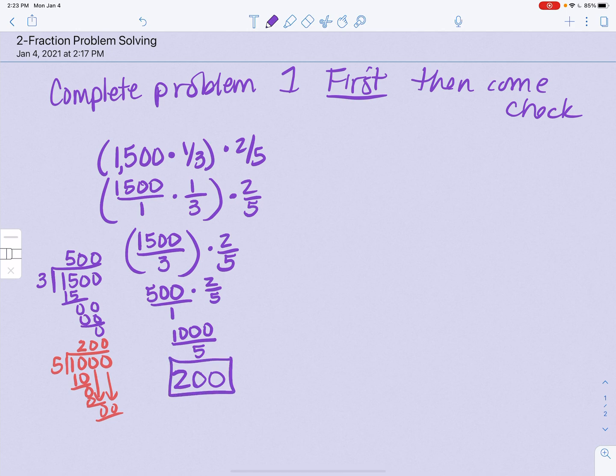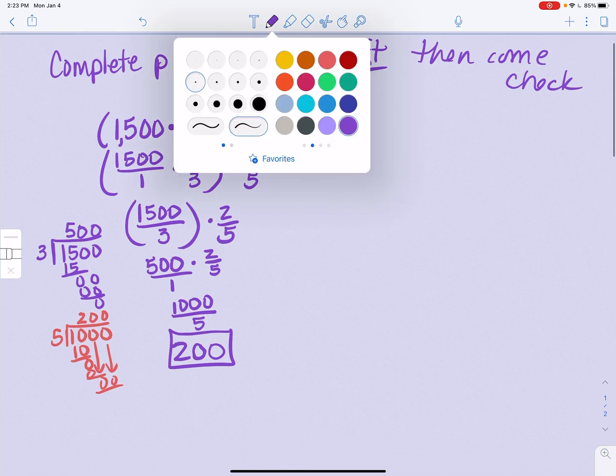Now, if you have done the scroll thing and your answer that you came up with is not 200, you need to rewatch the video and figure out where you went wrong. It might have been in order of operations. Now we're going to do problem number 2.